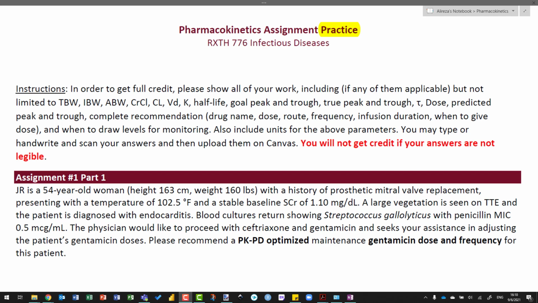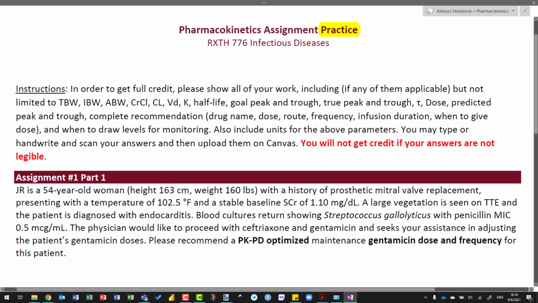So a few things that you should pay attention to is that the age of the patient is 54 years. This is a female woman, and then you have height and weight here. And of note is that this patient is diagnosed with endocarditis, and for endocarditis, according to endocarditis guidelines from American Heart Association, the treatment of Streptococcus gallolyticus includes ceftriaxone plus gentamicin for a patient with mitral valve replacement. Now, you don't need to know that.